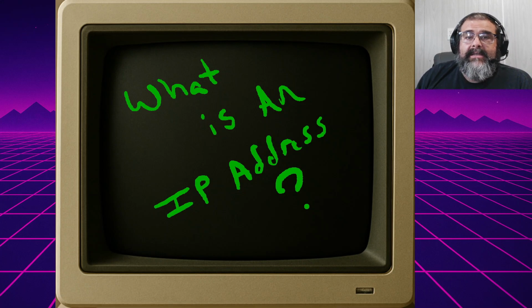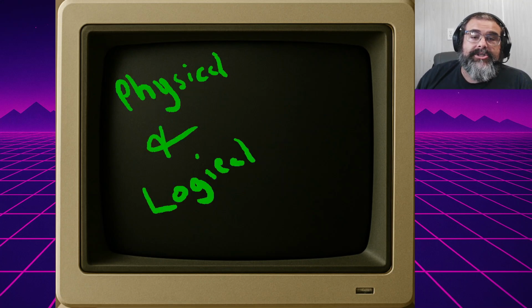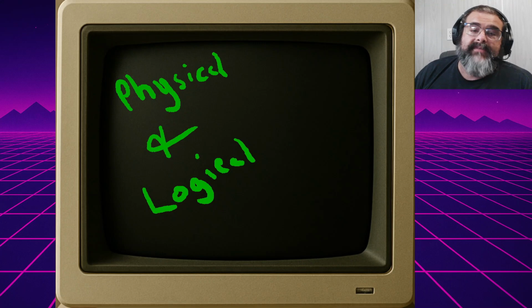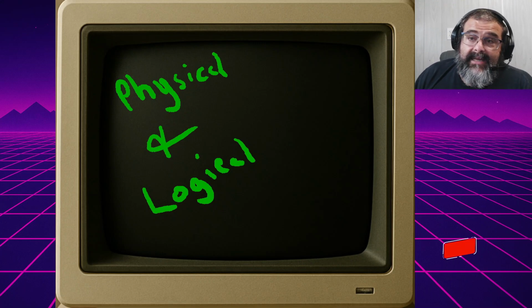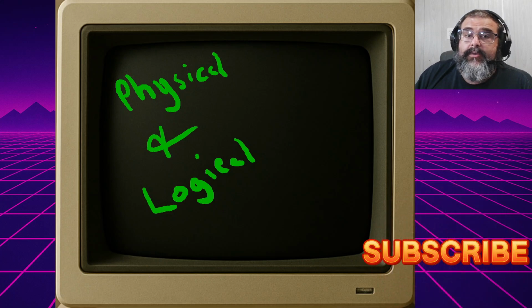Well, an IP address is an identifier. So, what is an identifier? An identifier is a way of naming your machine. Whenever it comes to your machine, it has two different types of identifiers. It has a physical identifier and it has a logical identifier. So what are the differences between these two?